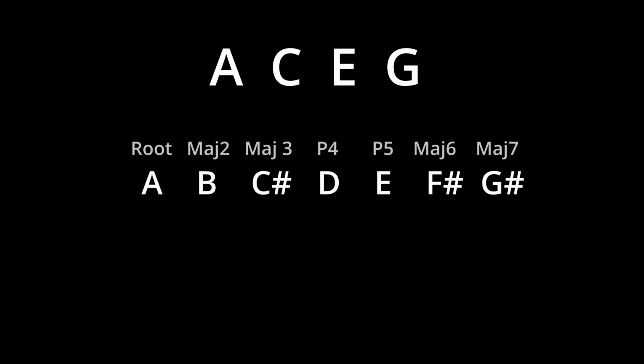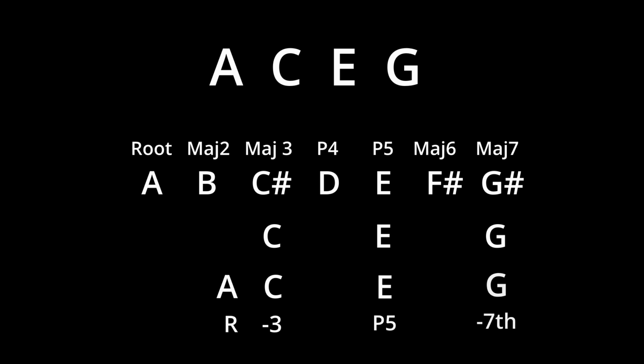Starting on the sixth degree of C, we see the notes A, C, E, and G. Looking at the A major scale, we find the intervals for these notes are A, the root, C, the minor third, E, the perfect fifth, and G, the minor seventh. These intervals give us the A minor seventh chord.